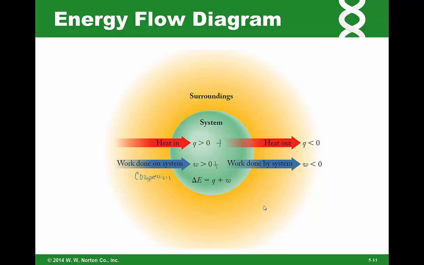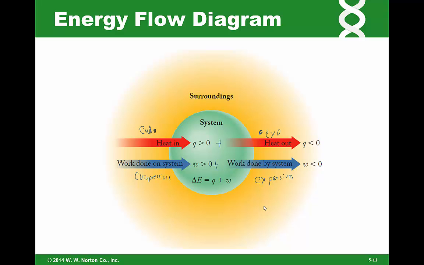Conversely, if heat is going out of the system, so we're cooling the system off and the surroundings would be warming up, that Q is going to get a negative sign. So remember, heat in is endothermic. Heat out is exothermic. So we're going to give that heat a negative sign. Similarly, if work is done by the system via expansion, the gas expands, we're going to give that work a negative sign because the system is now doing work on the surroundings.